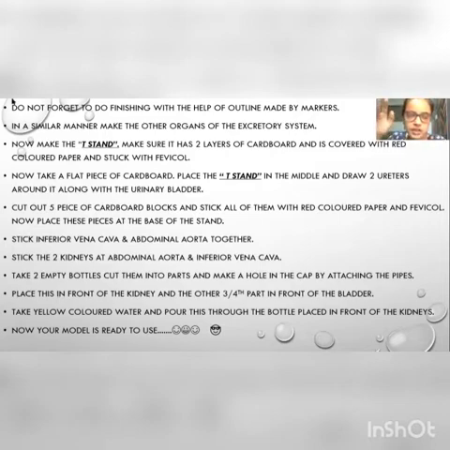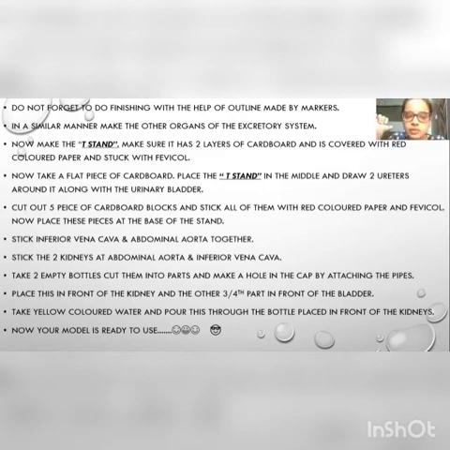Then in the end, make the tea stand. Make sure it has two layers of cardboard and is covered with red colored paper. Then make a flat piece of cardboard. Then you have to place this tea stand in the middle of the two ureters, all around it, along with the urinary bladder, to make sure that you're placing the tea stand in the middle of these two ureters so that it is well supported.